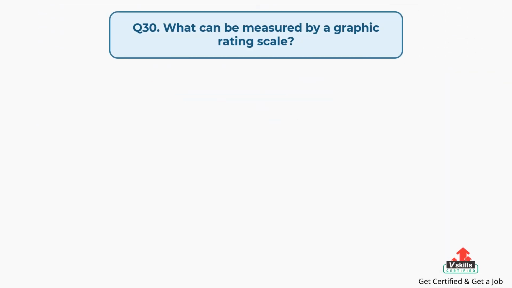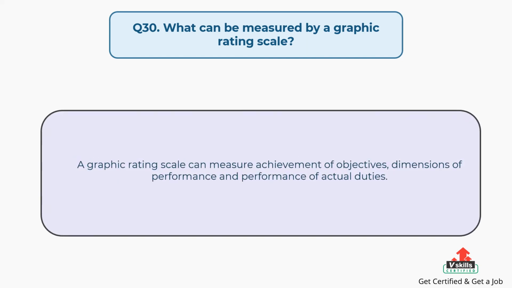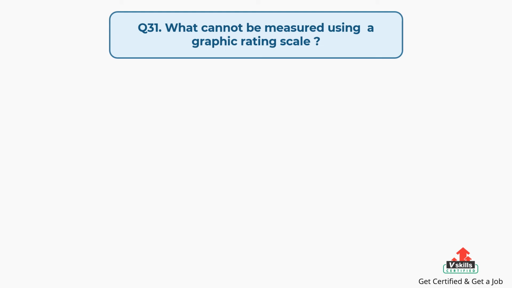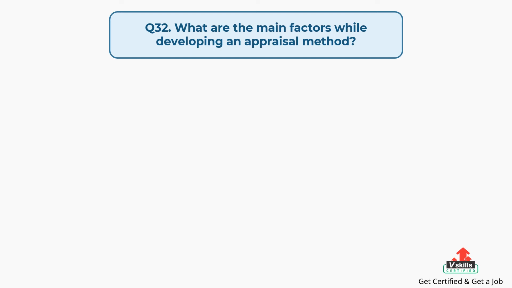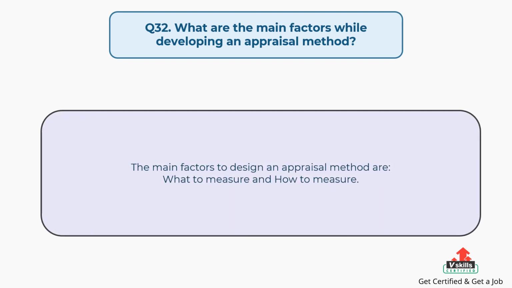Question number 30. What can be measured by a graphic rating scale? The answer is, a graphic rating scale can measure achievement of objectives, dimensions of performance and performance of actual duties. Question number 31. What cannot be measured using a graphic rating scale? The answer is, a graphic rating scale does not measure the performance of co-workers. Question number 32. What are the main factors while developing an appraisal method? The answer is, the main factors to design an appraisal method are, what to measure and how to measure.